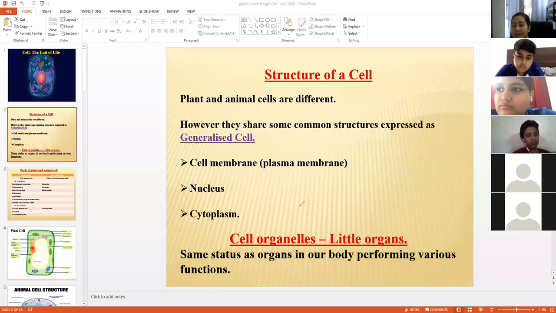Similarly, each cell has different organs, and those organs are called organelles. What are they called, children? They are called organelles rather than organs. Why are they called organelles? Because they are very tiny as compared to the huge organs that are there inside our body.